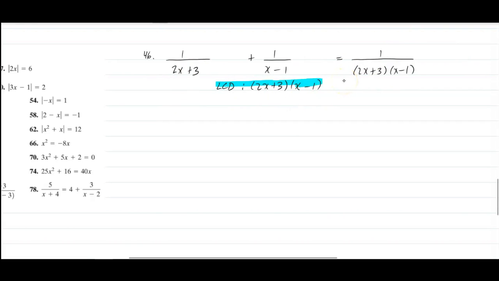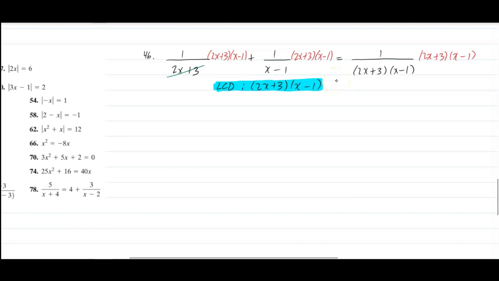But now be careful. This is not adding and subtracting fractions. This is called a technique of multiplying by the LCD. So we're going to multiply every single term by 2x plus 3, x minus 1. Now notice how I multiplied each one of these fractions by the same exact common denominator. Now what is the benefit of doing that?